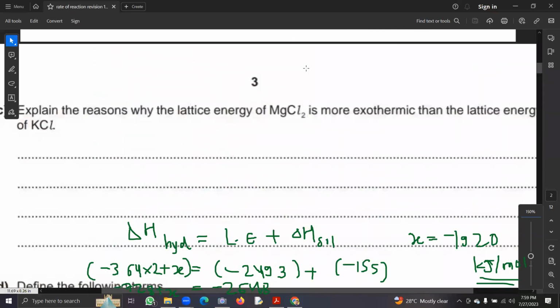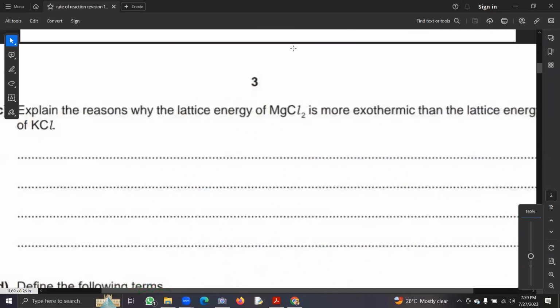Then they are asking, okay, the part: explain the reason why the lattice energy of magnesium chloride is more exothermic than the lattice energy of KCl. Remember it like this. Your O-level typical question, but now this is the modified version. In O-level, do you remember, they would ask why the magnesium chloride ionic bond is much stronger than the potassium chloride ionic bond? What might be the reasons?